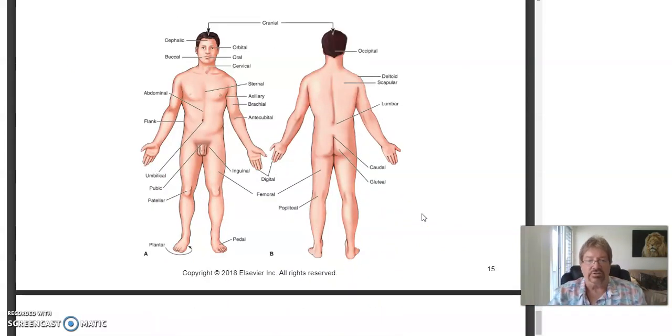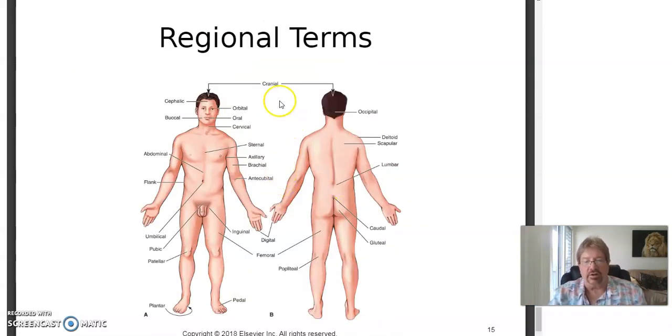Regional terms. Cephalic and cranial has to do with the head, buccal cheek, orbital eye, oral mouth, cervical is the neck. Sternum is the breastbone, axillary is the armpit, brachial is the arm, antecubital is the inside of the elbow. Abdominal, umbilical is the umbilicus, the belly button. Pubic is pubic, inguinal is the groin. Patellar, the patella is actually the name for the kneecap, but the patellar region is that region. Bottom of the foot is the plantar surface, top is the pedal surface.